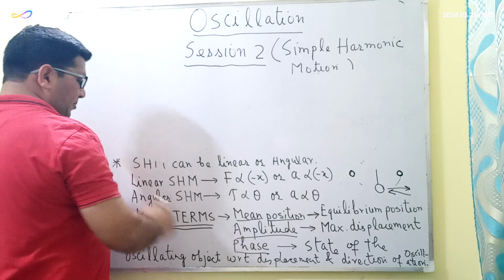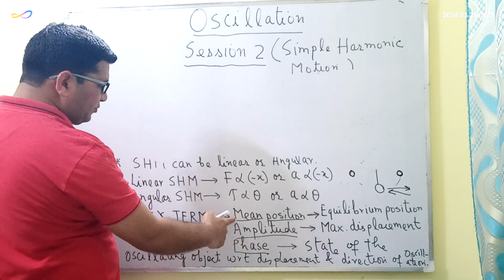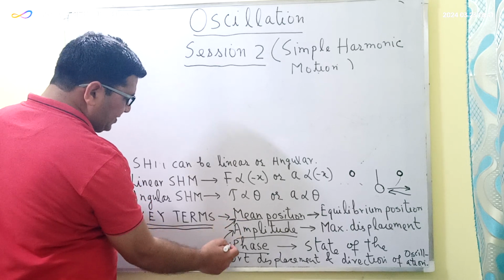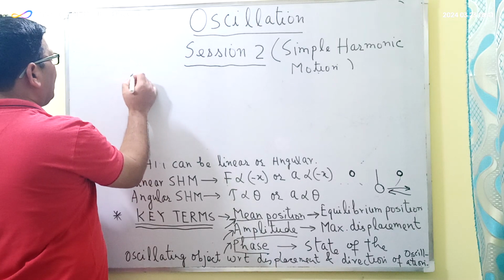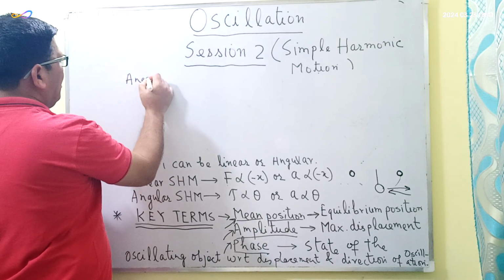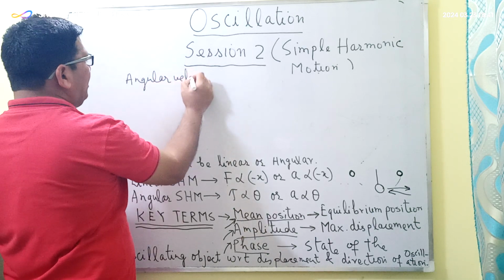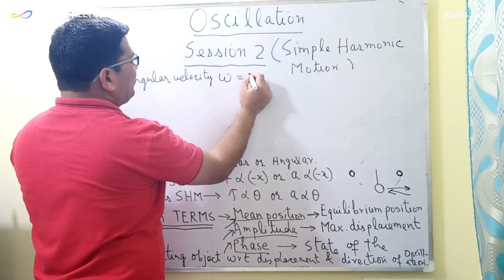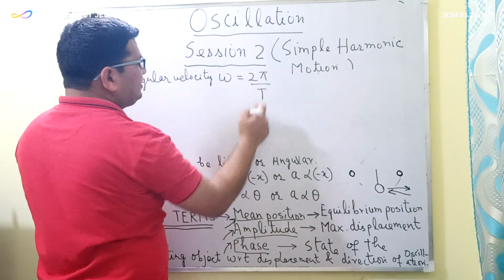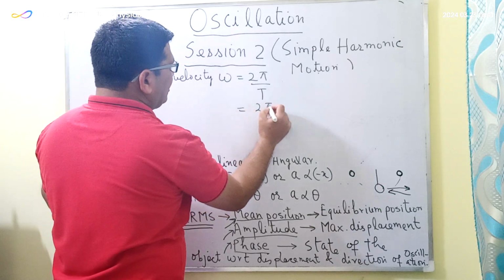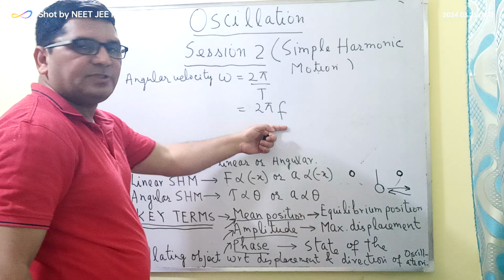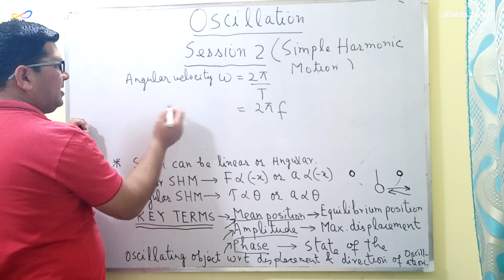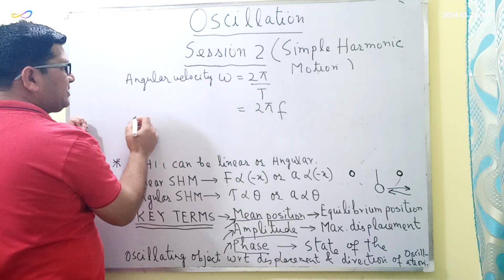So we have understood what the mean position is, what the amplitude is, and what the phase is. The fourth important point is the angular velocity. This is also called the angular frequency in the books, and it is denoted by omega, which is equal to 2 pi upon T, where T is the time period. This can also be written as 2 pi f, where f is the frequency of oscillation. And the next important term, which we have already discussed, is the time period.